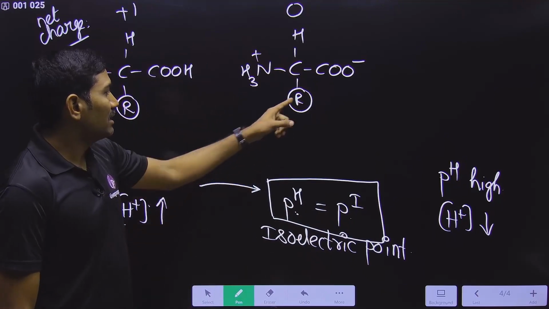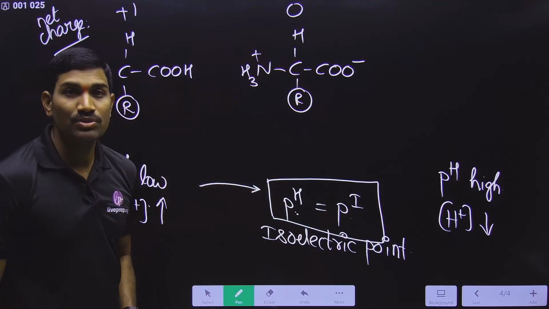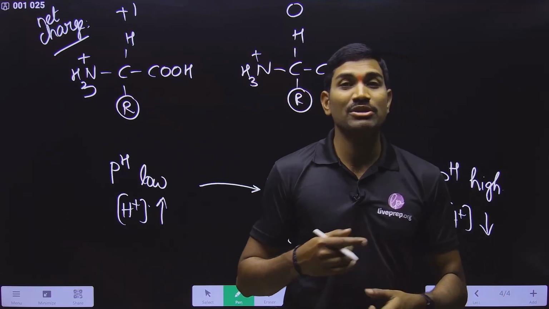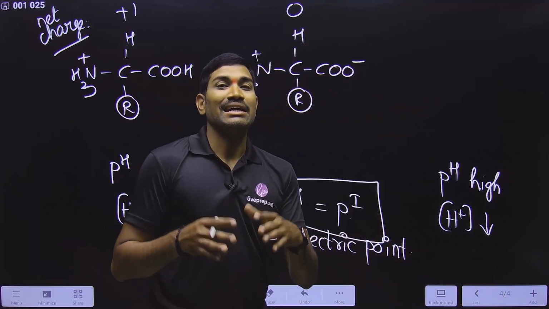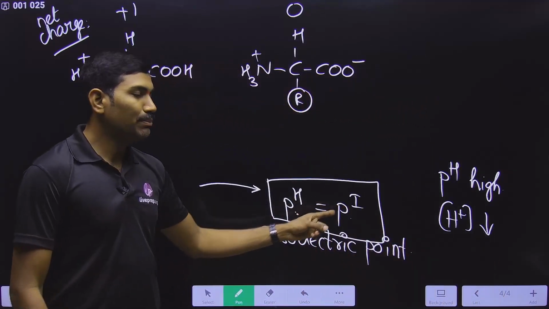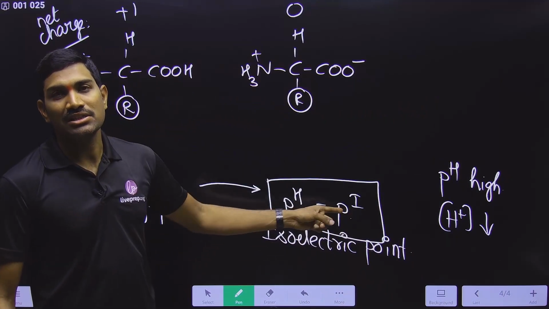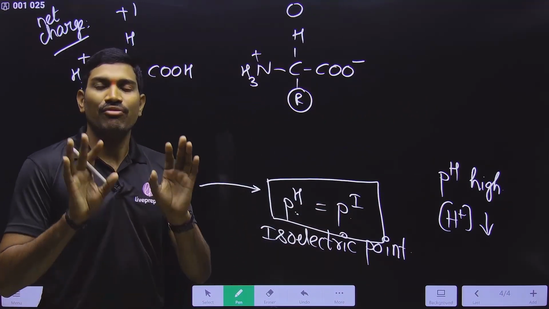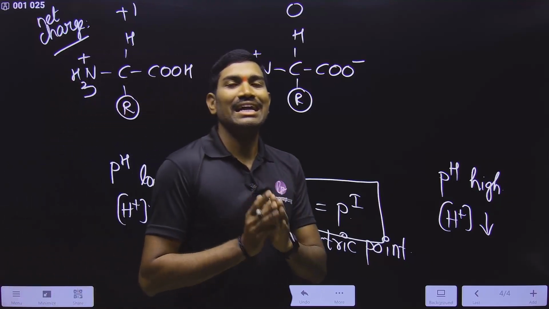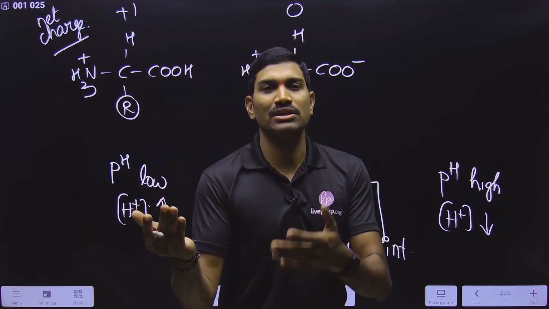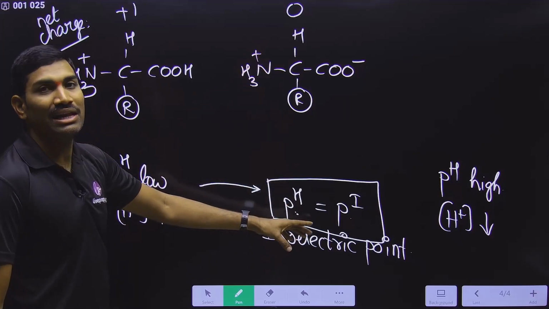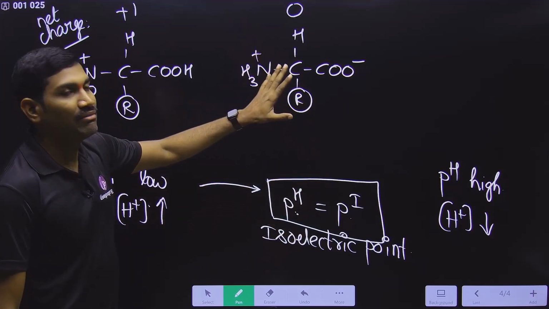So please remember, different amino acids will have different R groups. So R group is also playing some role. That's why different amino acids will have different pI value. That means at that particular pH value, for that particular amino acid, the net charge will be 0. Number of positive charge will be equal to number of negative charge. So in this way, every amino acid will have its own specific pI value.